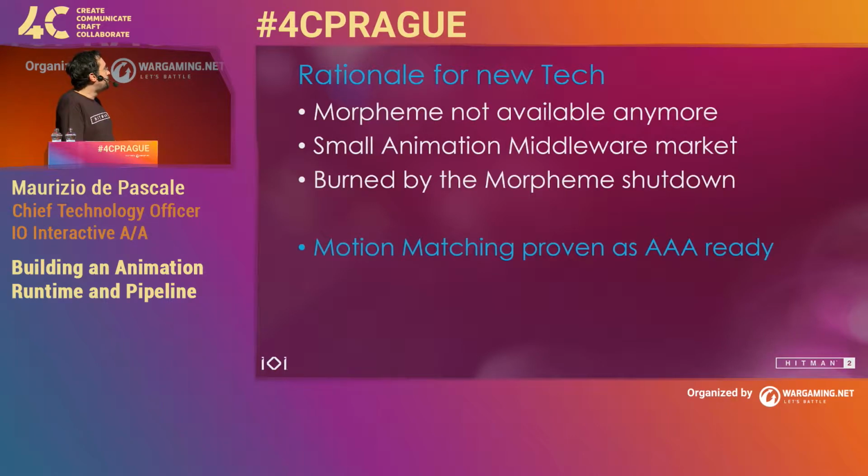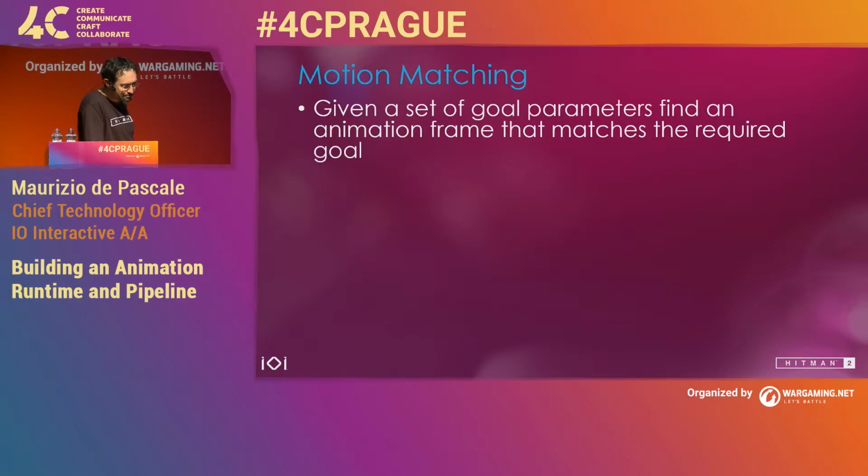But all in all, the real reason was that we believed that during that time frame, motion matching and similar technologies were proven as a viable option for AAA titles. So AAA games using that tech started showing up on the market in that time frame. If you're not familiar with motion matching, it's a relatively recent animation technology that flips the way you do animation in games upside down.